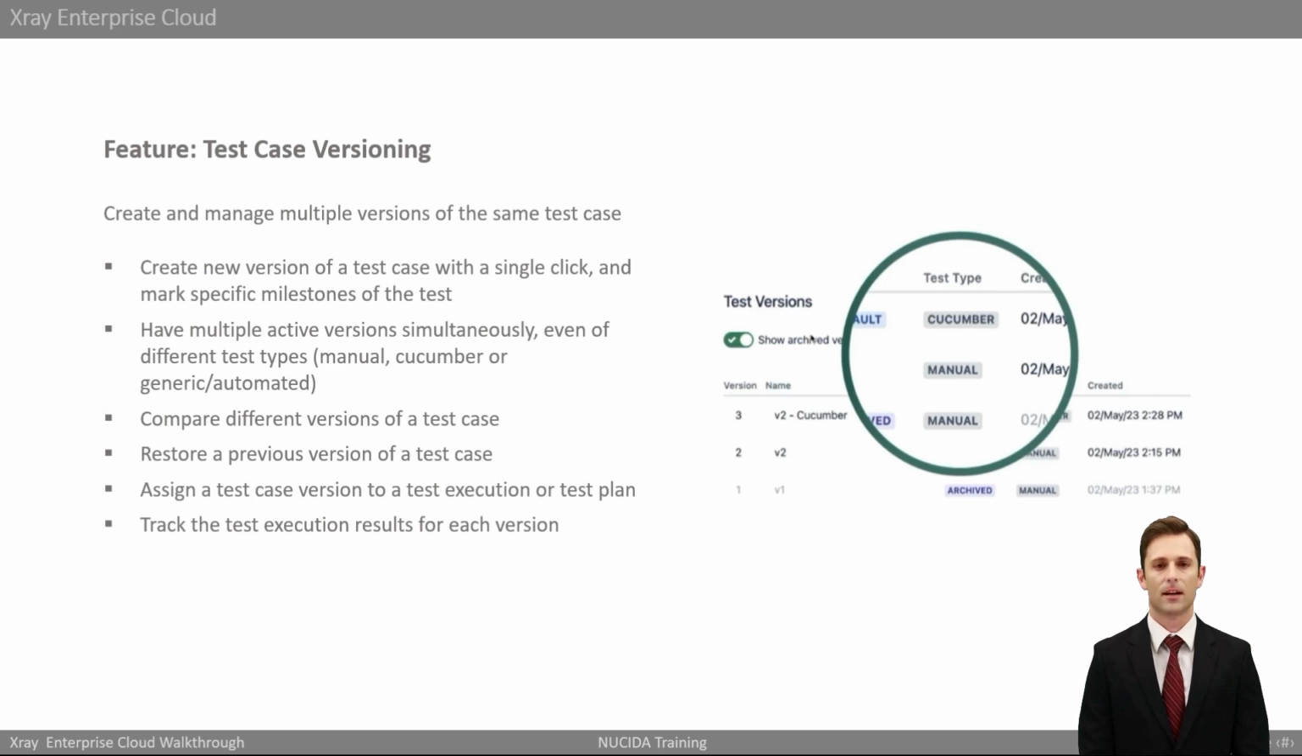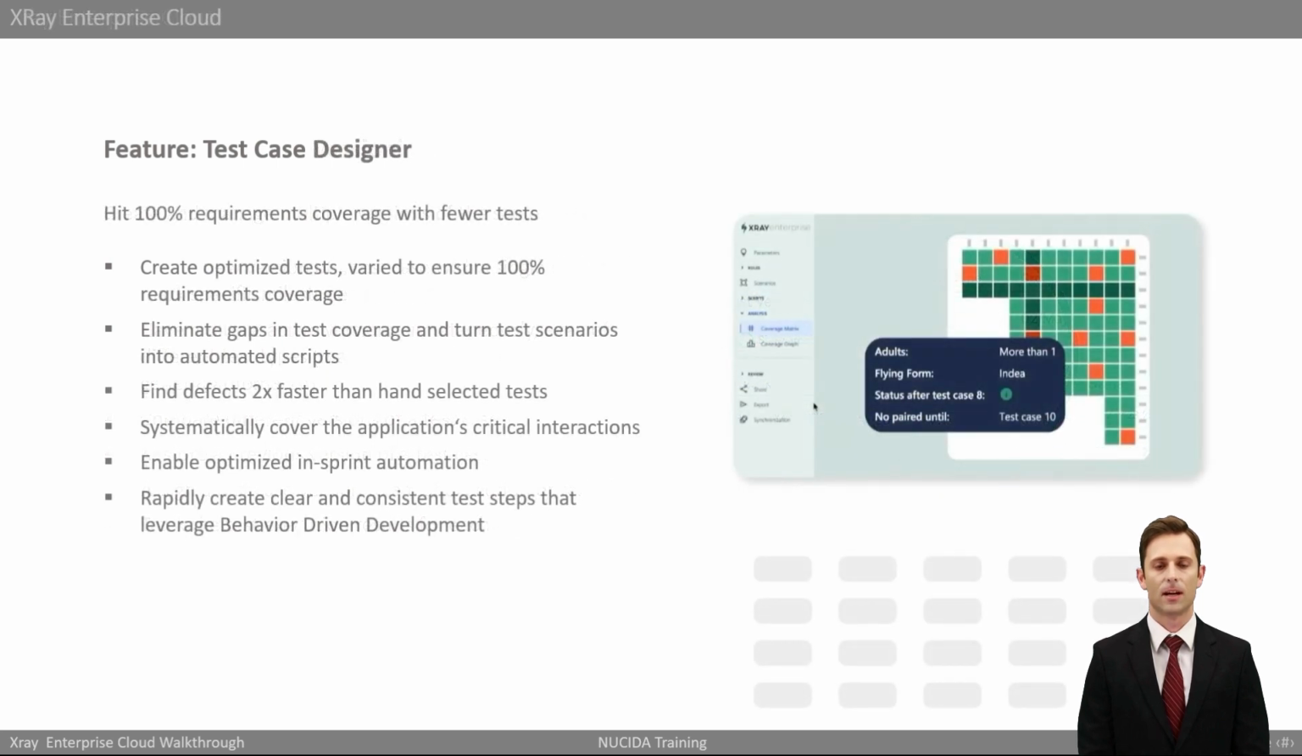You can create and manage multiple versions of the same test case, even of different test types such as manual, Cucumber, or generic automated, to easily track and revert changes in your test specifications. In addition, you can have multiple active versions simultaneously and execute them all independently.